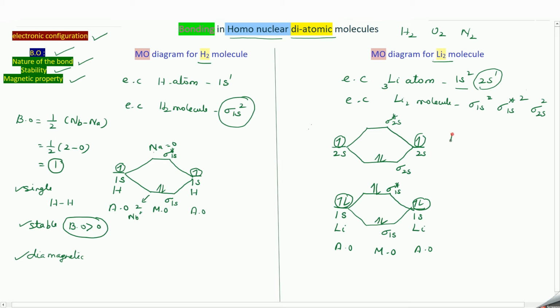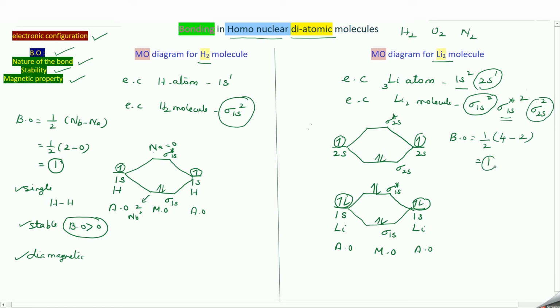Now you calculate the bond order. So bond order is equal to half into Nb minus Na. Nb is the number of electrons in bonding molecular orbitals. So here this is the bonding molecular orbital with 2 electrons and this one also with 2 electrons. So the number of electrons in bonding molecular orbitals is 4, and here this one is anti-bonding where you have 2 electrons, so 2. So you will be getting the bond order as 1.